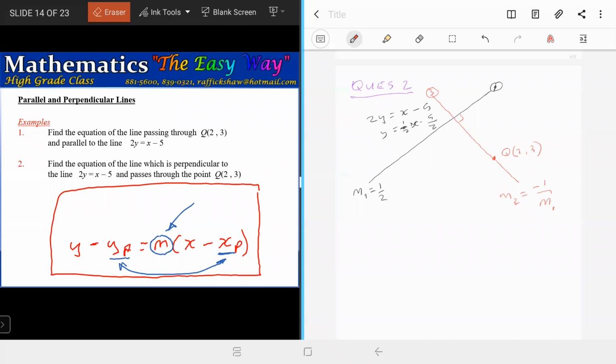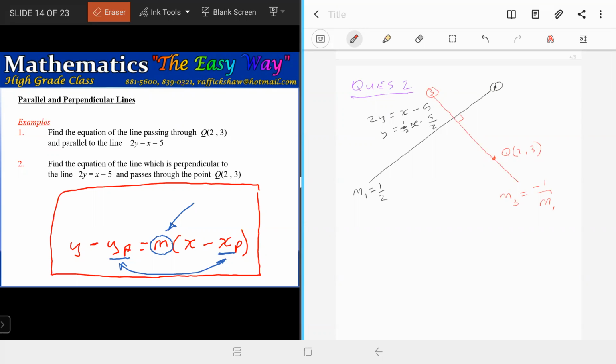Right? The gradient of line 3 is -1 over the gradient of line 1, because they are perpendicular. Do you understand that so far? I don't want to move on until you understand that. Good.